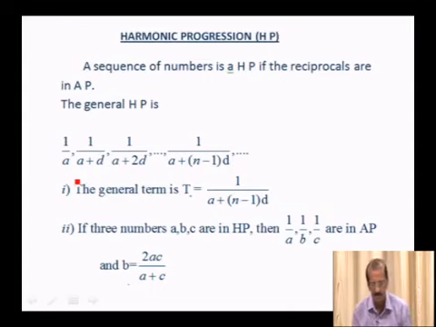If the three numbers A, B, C are in HP, then 1 over A, 1 over B, 1 over C are in AP, and B is equal to 2AC over A plus C. So that is the relation between A, B and C. If 1 over A, 1 over B, 1 over C are in AP, therefore B is equal to 2AC over A plus C.